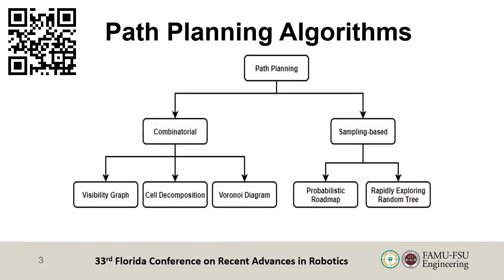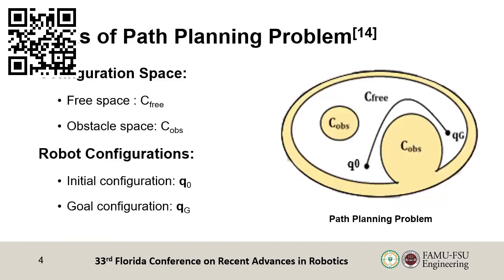Path planning algorithms are autonomous robot navigation techniques that determine a robot's route to its destination. This diagram illustrates the different parts of a generalized path planning problem.